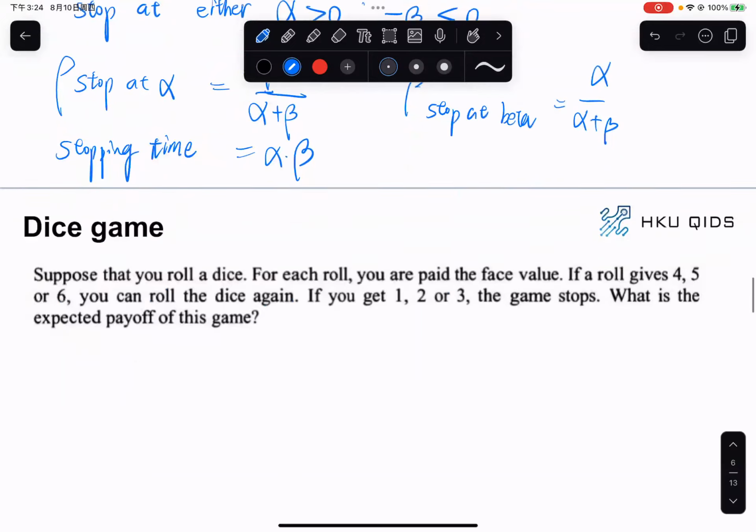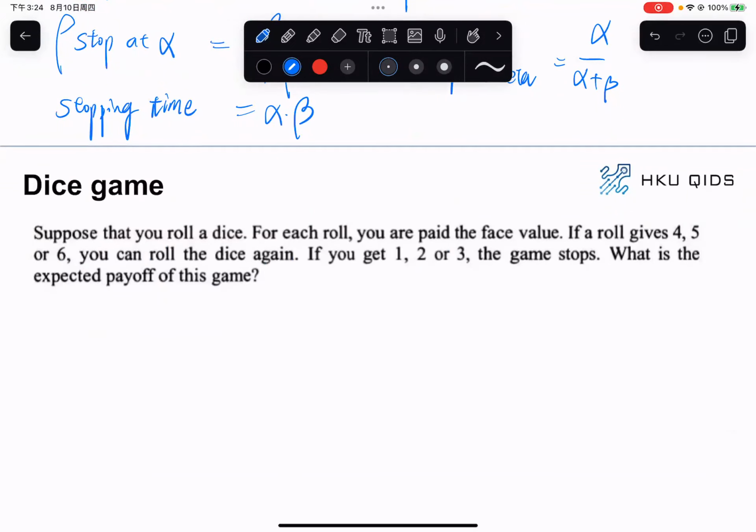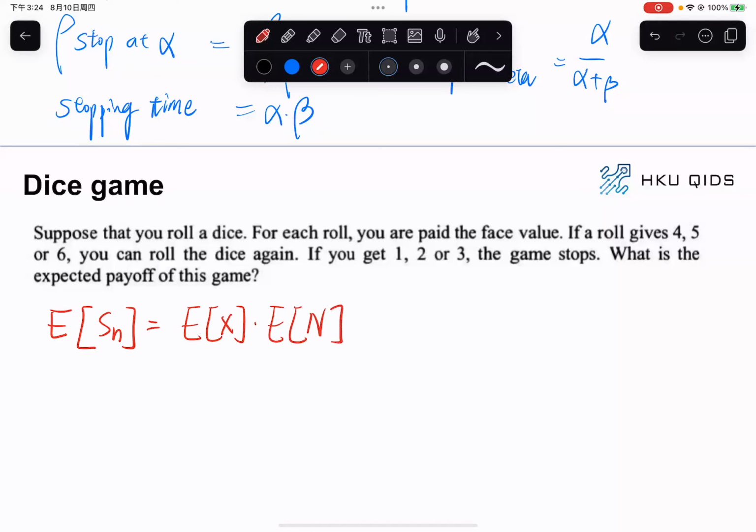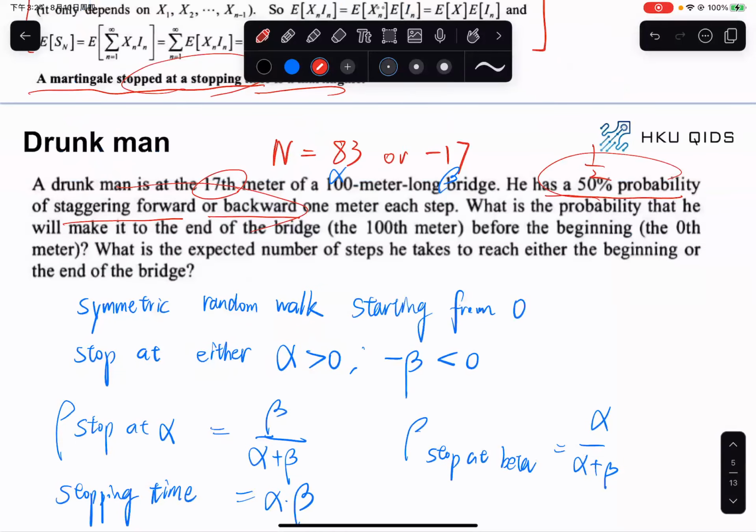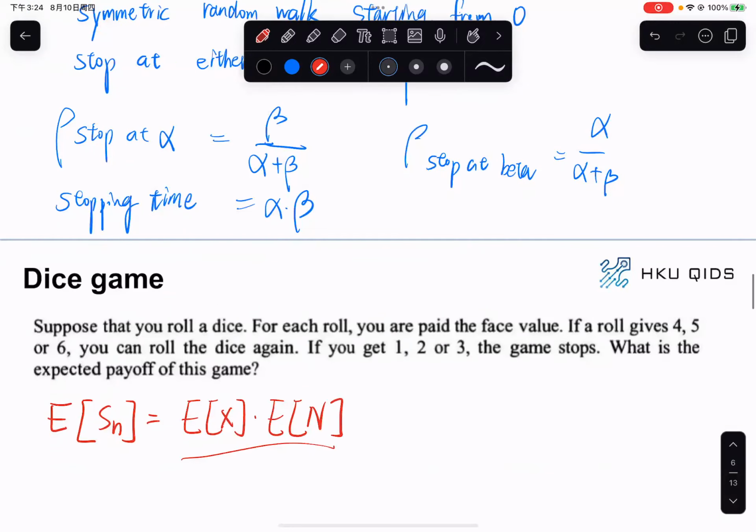And now let's come to the next question. So this question we have been talking about in the previous chapter, probability theory, right? At that moment, we were trying to solve this question using the symmetric principle and the replaceable principle I introduced to you. But this time using Martingale, it's going to be super easy to solve this question. Because for E[S_N], it is going to be E[X] multiplied by E[N]. Okay, so go back to the previous question. Why didn't we use this formula in that question?